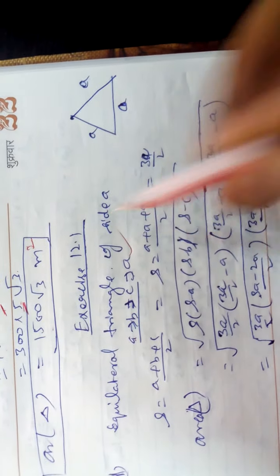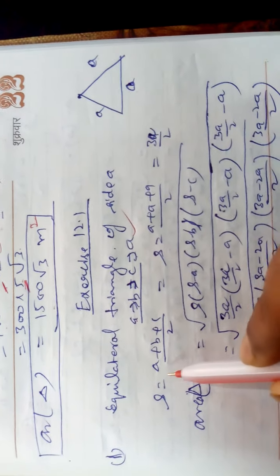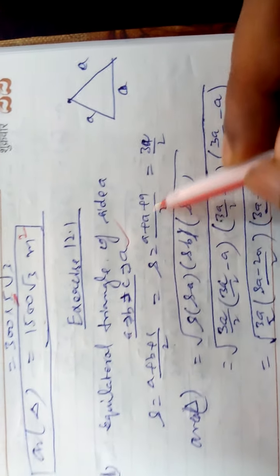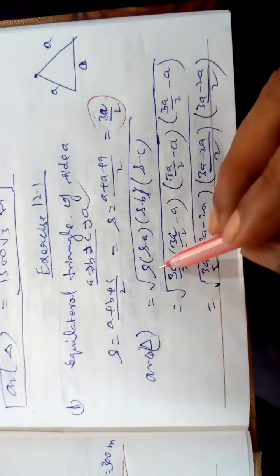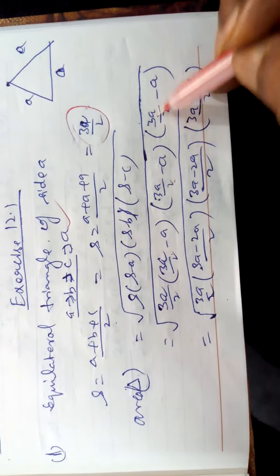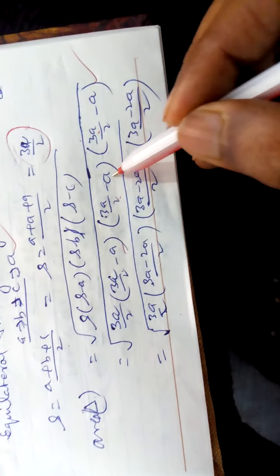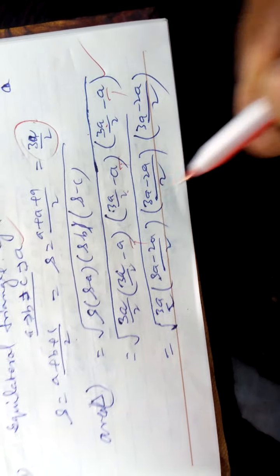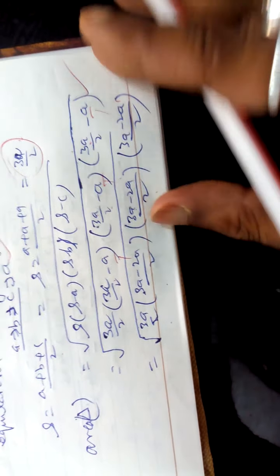Equilateral triangle A means A, B, C all are equal to A. Put the perimeter. I am not applying the direct formula. A plus B plus C by 2. 3A by 2 is the semi-perimeter S. Put here 3A by 2, 3A by 2 minus A, 3A by 2 minus A, 3A by 2 minus A. Now take LCM like this. You will take the LCM. 2 is the LCM, 3A minus 2A, 3A minus 2A, 3A minus 2A. 3A by 2.